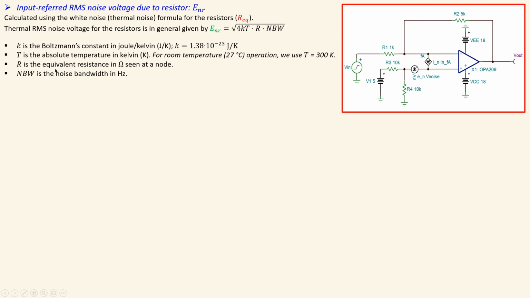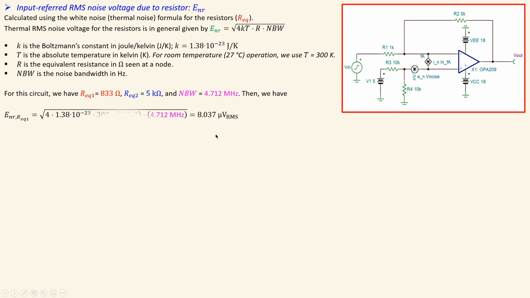The R, again, is the equivalent resistance seen at a node, and the noise bandwidth is then given here in hertz. Now, for this circuit, we have, again, two equivalent resistances. That is the first one, and that is the second one. We have discussed this in the analysis for the input noise current source of the op-amp, and we have the noise bandwidth here. Then we have the following situation for each case.